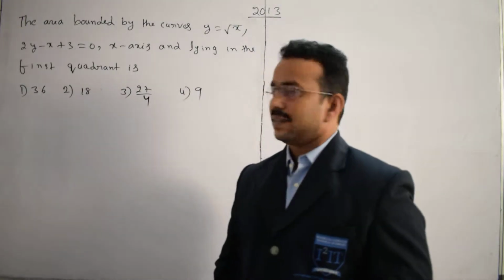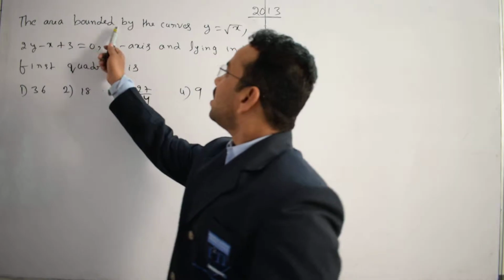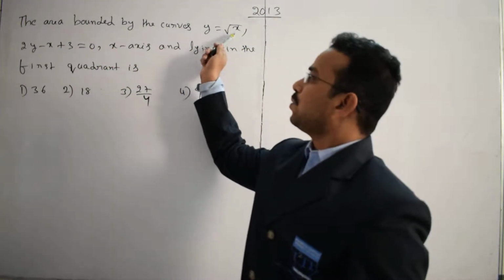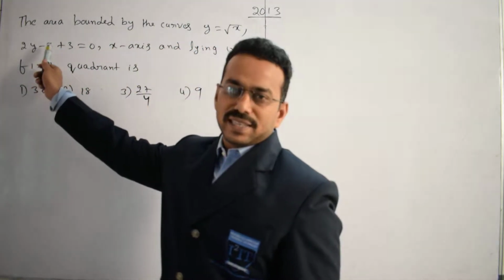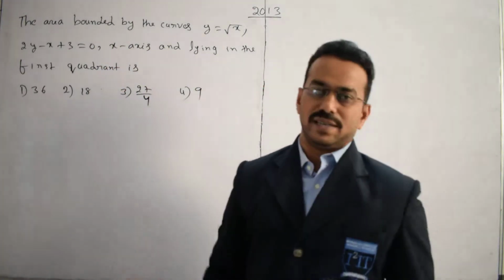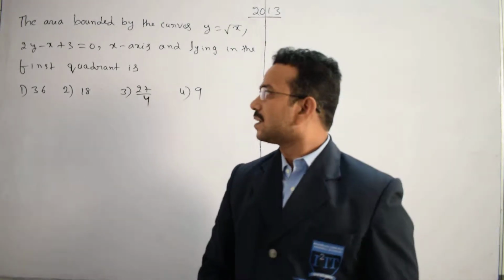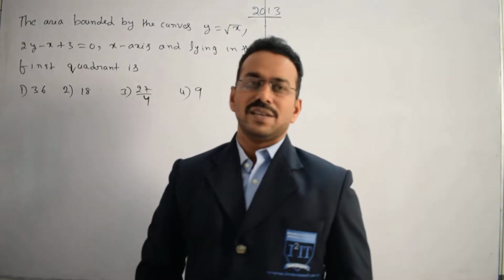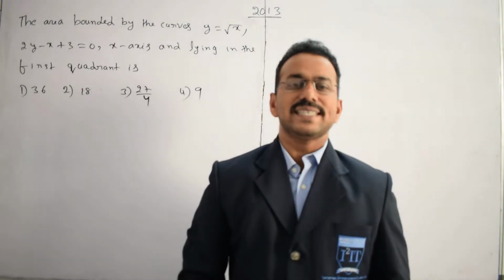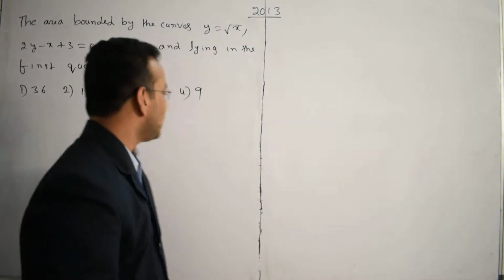Hi, let's discuss the solution of the given question. Here, what is the given question? The area bounded by the curves y equals root x, 2y minus x plus 3 equals 0, x-axis and line in the first quadrant. Here, our task is to calculate the area between the curves and x-axis which is in the first quadrant. That is our task. Now, let's plot the area and then we will calculate the area.